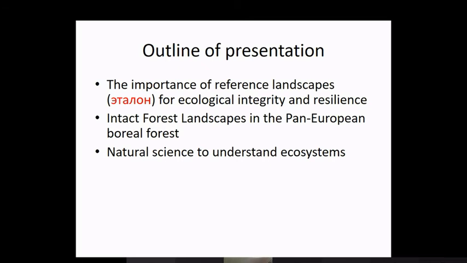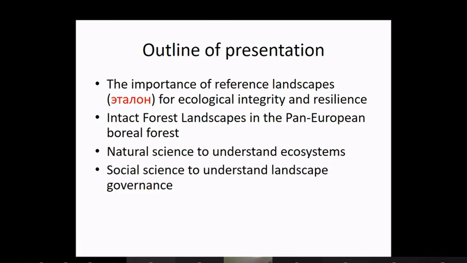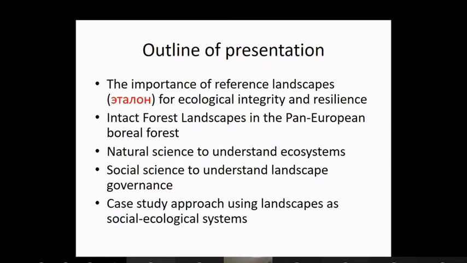And over the years, I have come to the insight that while natural science is very important, of course, to understand ecosystems, when we manage ecosystems, you have to understand the governance of forest landscapes, which can be equally challenging in many ways. And even more challenging is to try to do both. And this is what I will talk about today: how to use a case study approach with landscapes, so large integrated social ecological systems, as your study units.